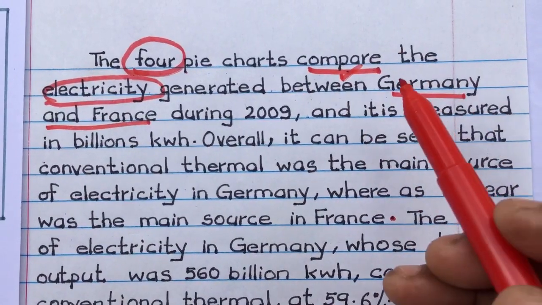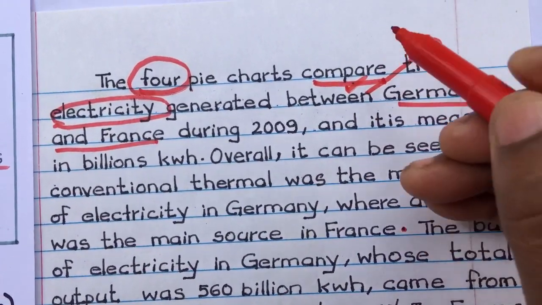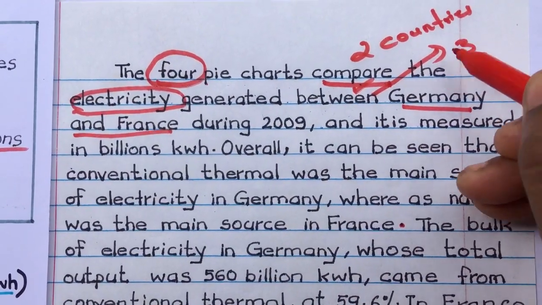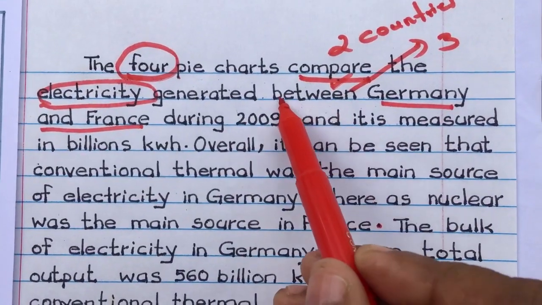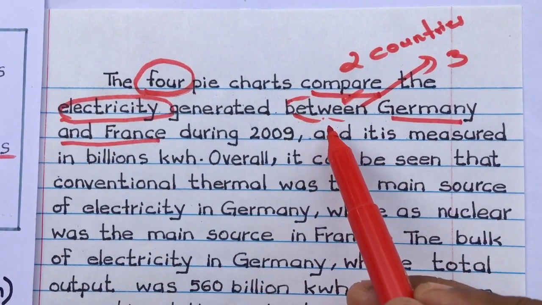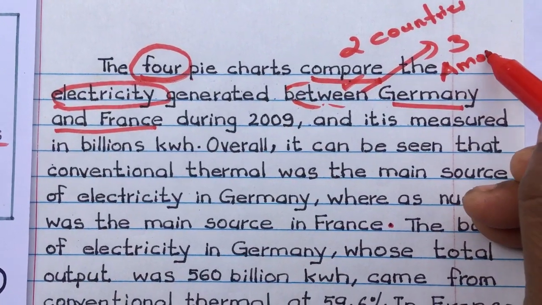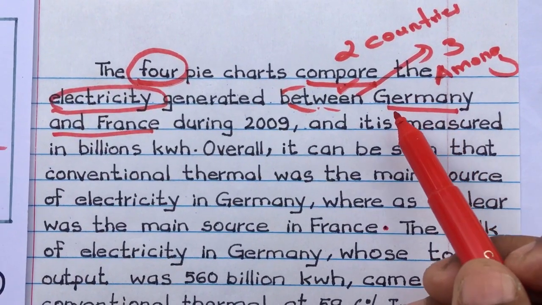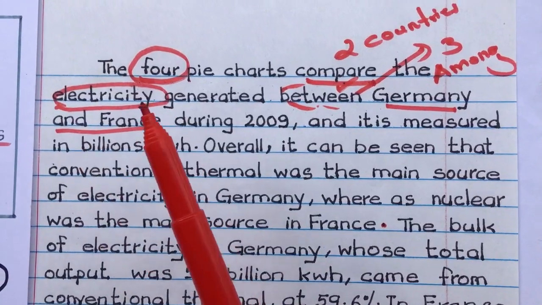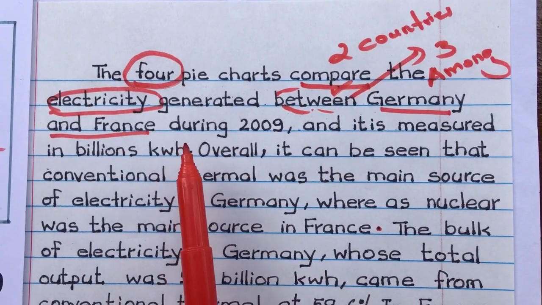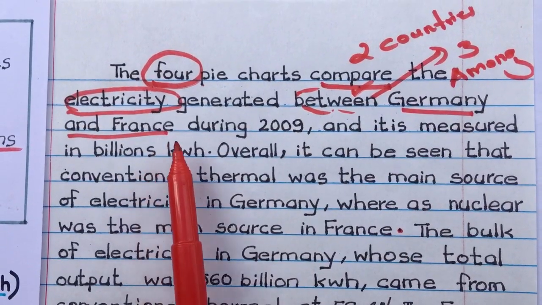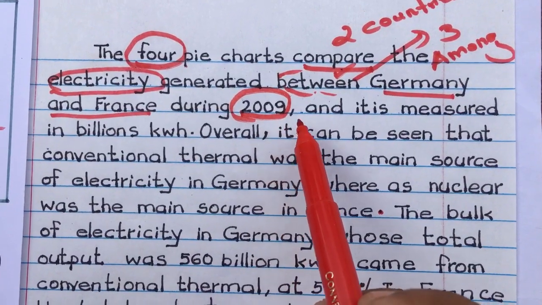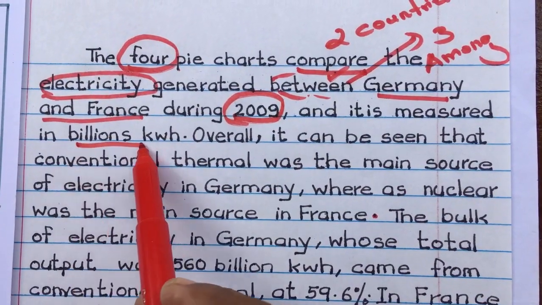Why have I written "between"? Because there are only 2 countries. Got it? Suppose there are 3 countries, what are you going to write instead of "between"? Among. Okay, because of course if it is more than 2 you have to use the word "among", instead of 3, something like that. You got it? So the 4 pie charts compare the electricity generated between Germany and France during 2009. This is exactly explained in our pie chart, and it is measured in billion kilowatts.